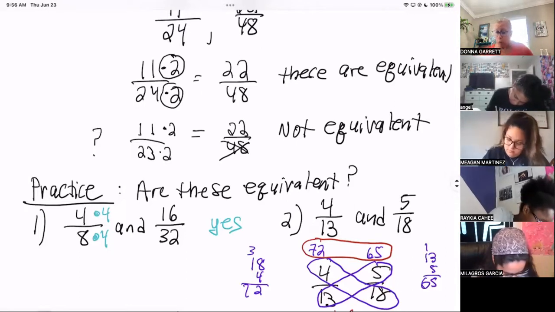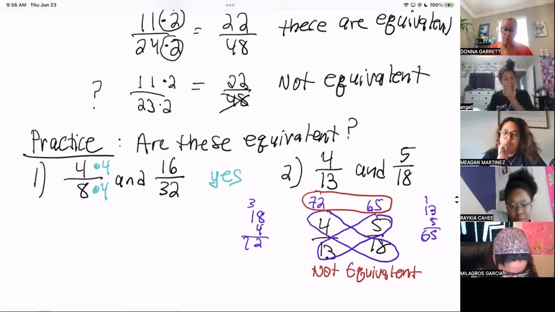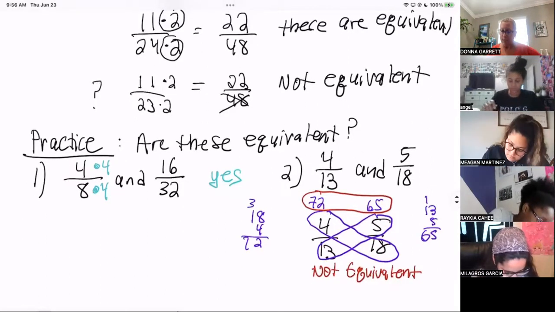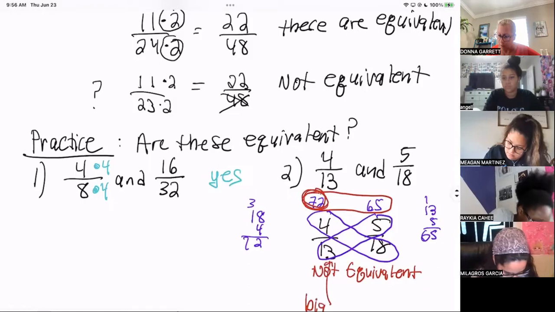So you cross multiply, and the number on top of each of them should be the same to be equivalent. Now, this has nothing to do with this chapter, but since we're doing this, I want to tell you something. See how 72 is a bigger number? That means this fraction is also the bigger fraction.